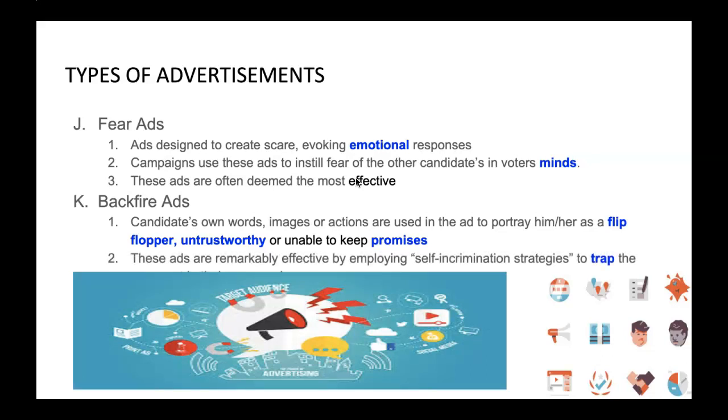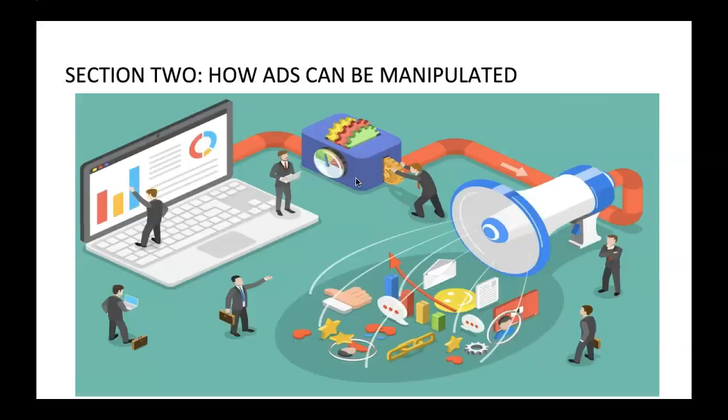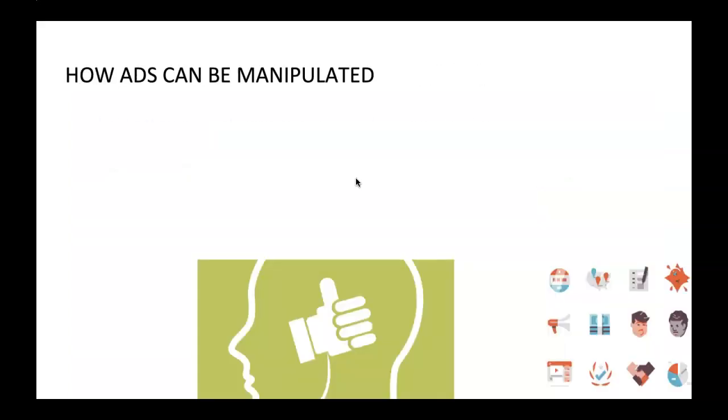Not only are these ads remarkably effective by employing self-incrimination strategies to trap the candidate, but they can also be helpful in the sense that they leave a long-lasting impression about what the voters are actually voting for. Next, how can ads be manipulated? Understanding this is key to understanding political campaign commercials.